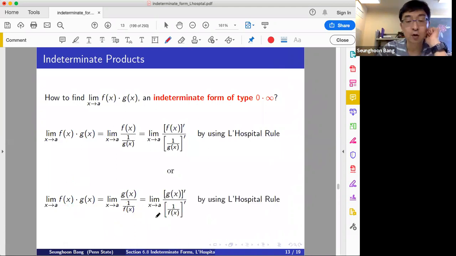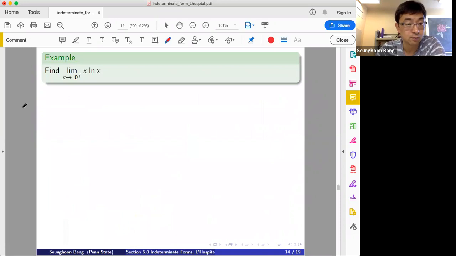So we have two possible types: g of x goes to the denominator, or f of x goes to the denominator. You have to decide very carefully which one goes to the denominator and which one goes to the top. Here, what's that? We have two possible things. The first one is an indeterminate form, as x approaches 0.